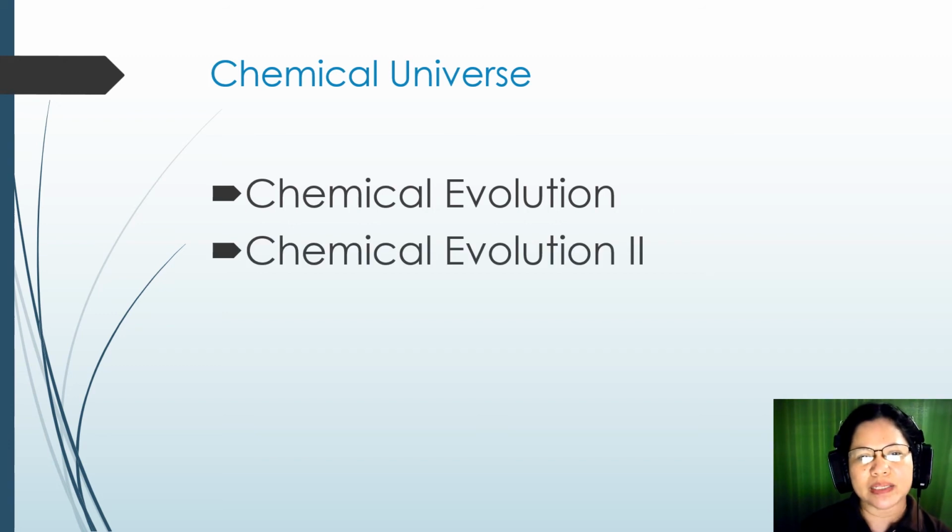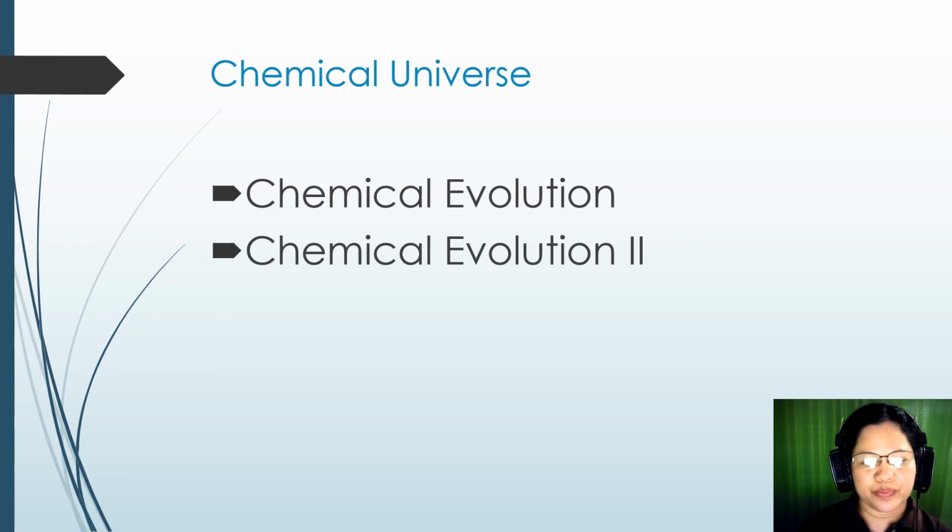Okay, the second one is the chemical evolution 2. So this is for massive stars. There are equilibrium fusion reactions that produce elements all the way up to iron.